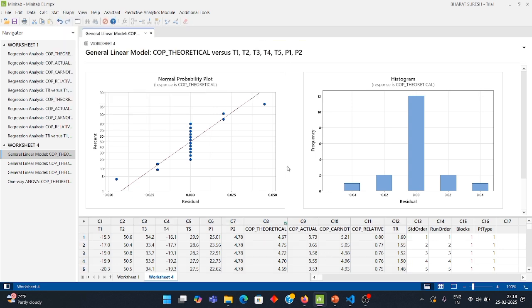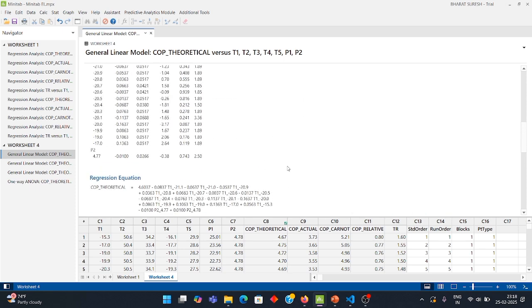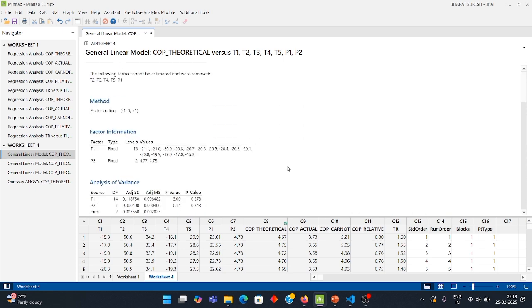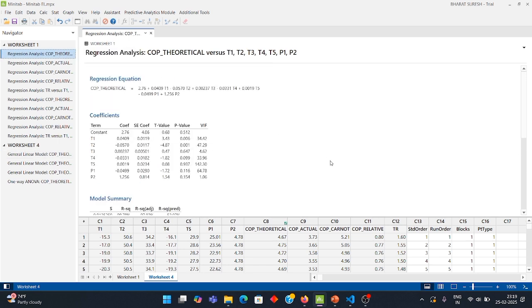From this we will plot graphs and also plot a regression model between each individual response variable versus the input factors. As we can see, the first regression analysis which we have obtained is of COP theoretical versus T1, T2, T3, T4, T5, P1 and P2. The regression equation is as follows.